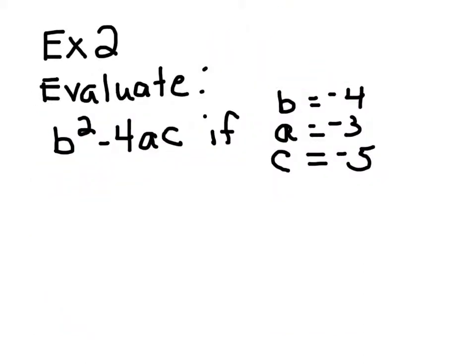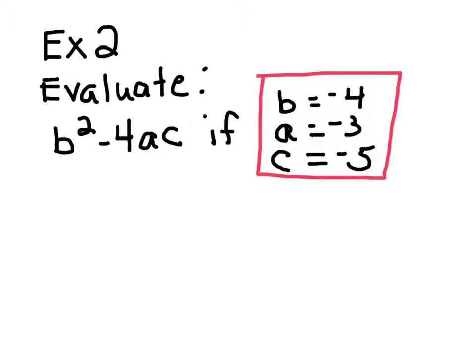Alright, in example 2, same thing, we're to evaluate b squared minus 4ac. Now, I know what b, a, and c is, so the first thing I'm going to do is place those values in for the letters. But now whatever b is, I'm going to square it. So whatever b is, I need to square that. So it needs to be in parentheses.